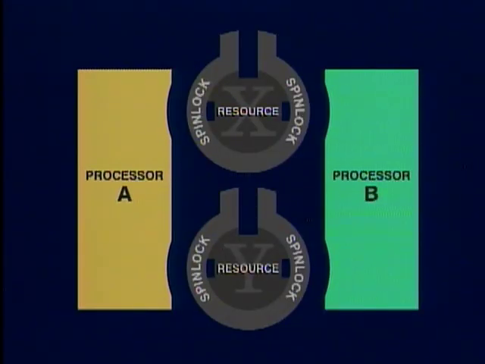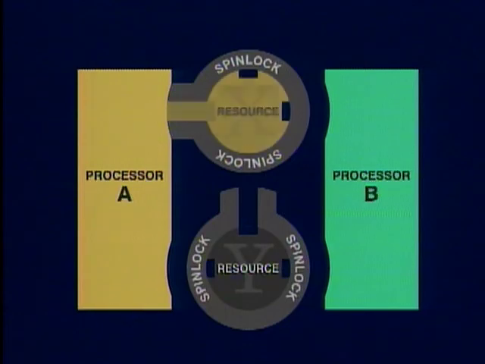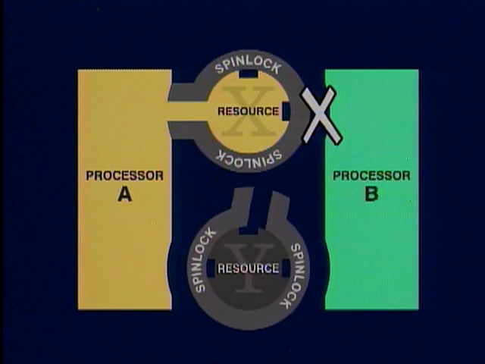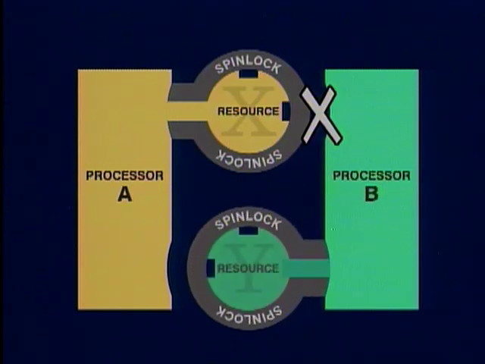Two processors, A and B, each need to access two resources, X and Y. They begin at just about the same time. Processor A manages to gain control of resource X first and locks out processor B. Processor B can't use the resource X until the lock is lifted, so it goes to the next step, which is to gain control of resource Y. This locks out processor A from resource Y.